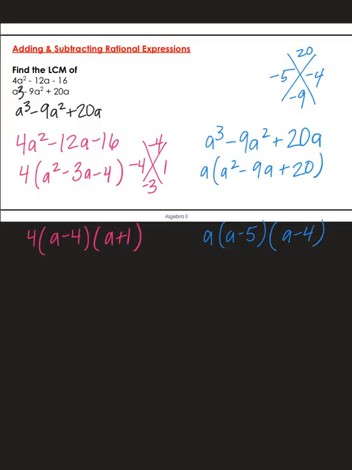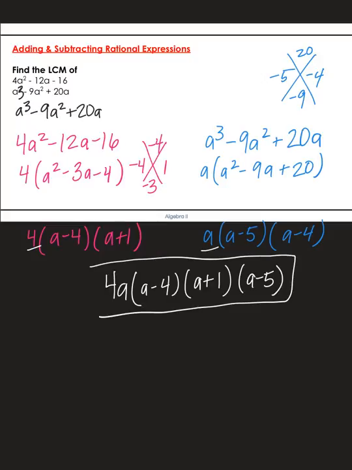So then we need to try to find the least common multiple by finding the greatest value. So we see that we have a 4 here. We have an a. Those are on the outside. And then I have an a minus 4, an a plus 1, and then an a minus 5. And I already have a minus 4. So my least common multiple would be 4a times a minus 4 times a plus 1 times a minus 5.